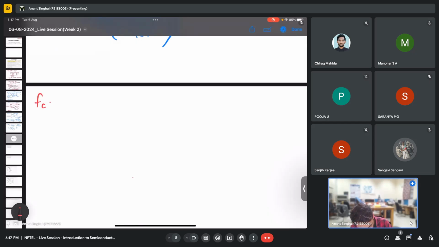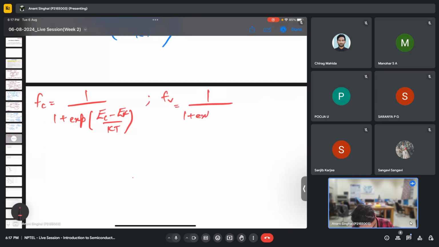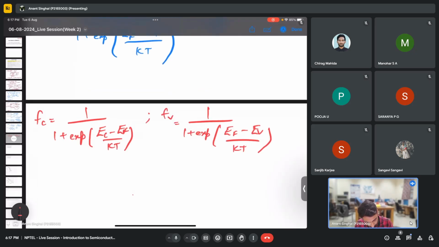So let me rewrite quickly both the equations that we have got. Fc is 1 upon 1 plus exponential Ec minus Ef over Kt. Fv is 1 upon 1 plus exponential Ef minus Ev over Kt. Now you can see in this particular equation, the term in the exponential is Ec minus Ef, and the term in the exponential in this equation is Ef minus Ev.